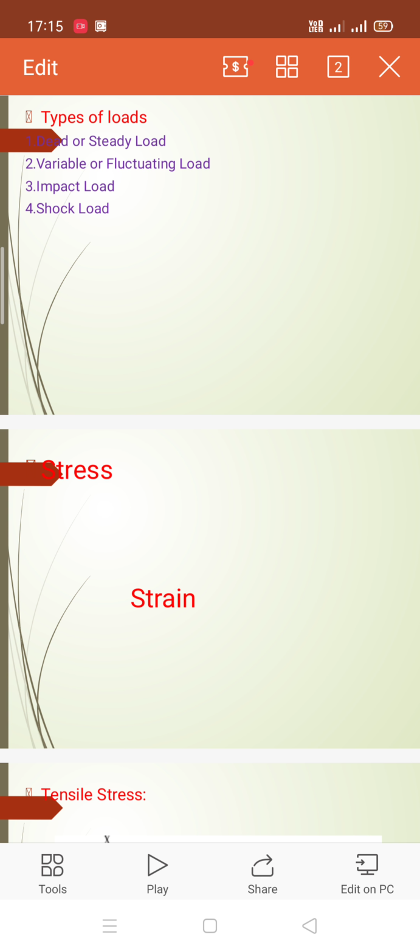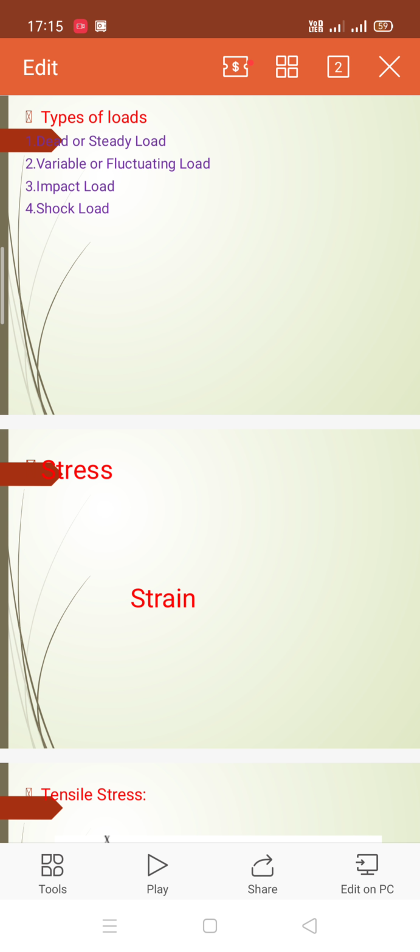So basically, what is load? Load acting on a body is defined as the combined effect of all externally applied forces on a body at a time. Okay, the combined effect of all externally applied forces on a body is known as load. So load acting on a member can be classified one by one.